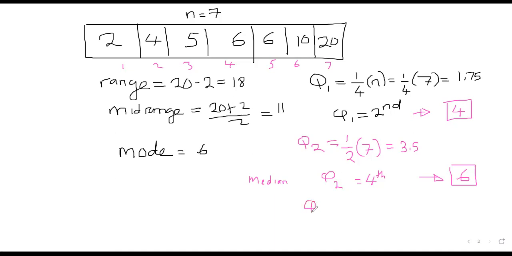Then we have the third quartile, which is given by what? 3/4 of n. Okay, 3/4 of n. What do we get? That's 21 divided by 4. We're talking of 5.25. So what position are we looking at? Number 6, which is 10. 6th position, which is 10.